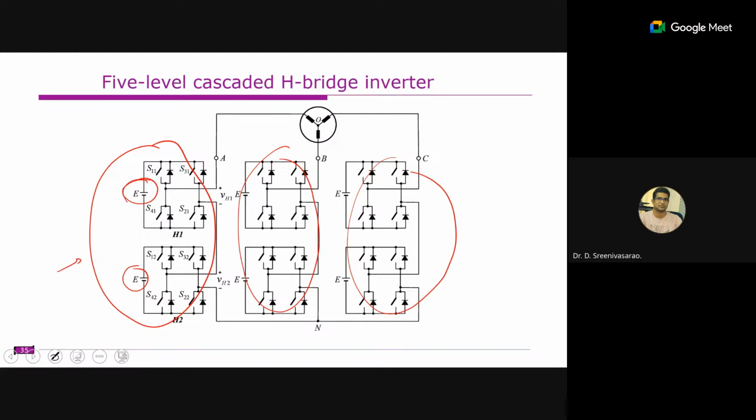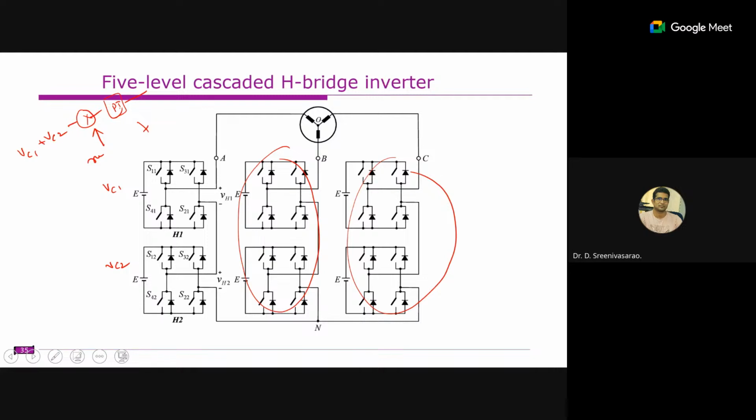Here we measure these two capacitor voltages. Let's assume this capacitor voltage is VC1 and this is VC2. We add VC1 plus VC2 and compare with the reference value, and we have one PI controller here. This is for A phase. Similarly, we do this for B phase and C phase. This is known as the cluster voltage balancing.